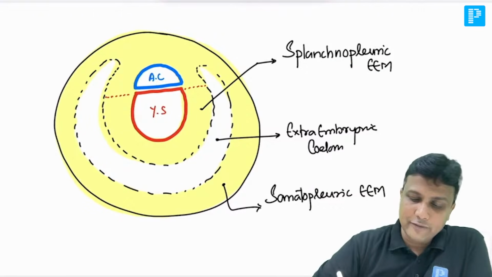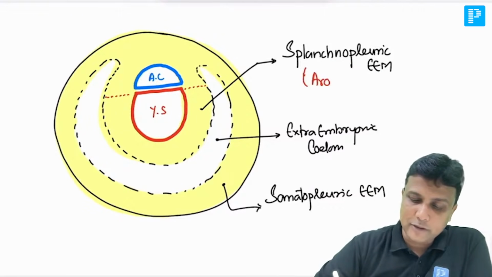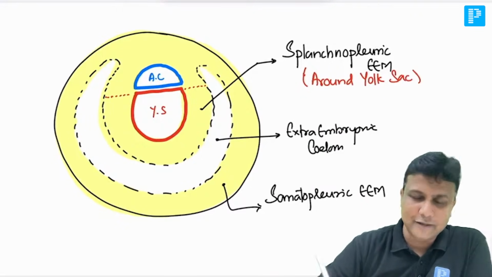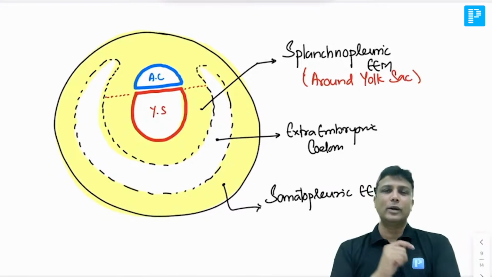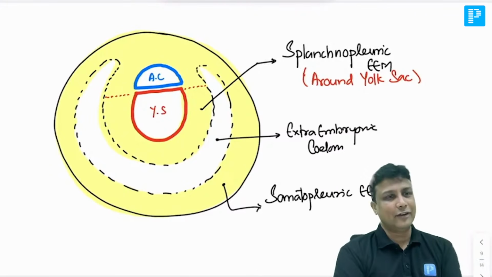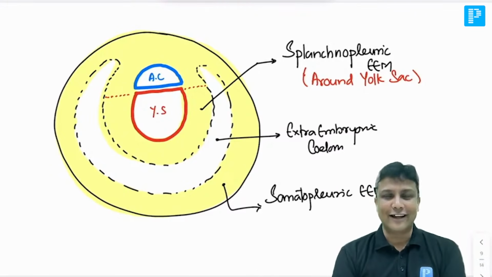Please write down very clearly: which mesoderm will be splanchnopleuric? It is only and only the one around the yolk sac. That's all. The mesoderm which is present only around the yolk sac will be the splanchnopleuric. Remaining everything will be the somatopleuric. Are you getting the clarity now?